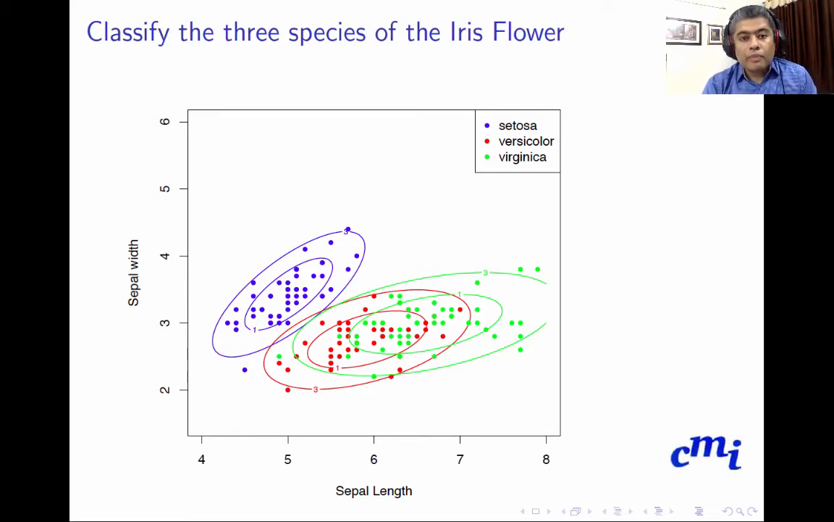Now the problem statement is that I have a new data point which I marked with black. I give you this new flower. We know it is an iris flower, but we don't know which subspecies it belongs to. So I give you the sepal length and the sepal width. Can you now tell me which subspecies this particular flower belongs to? That is the problem statement that we have in our hand.